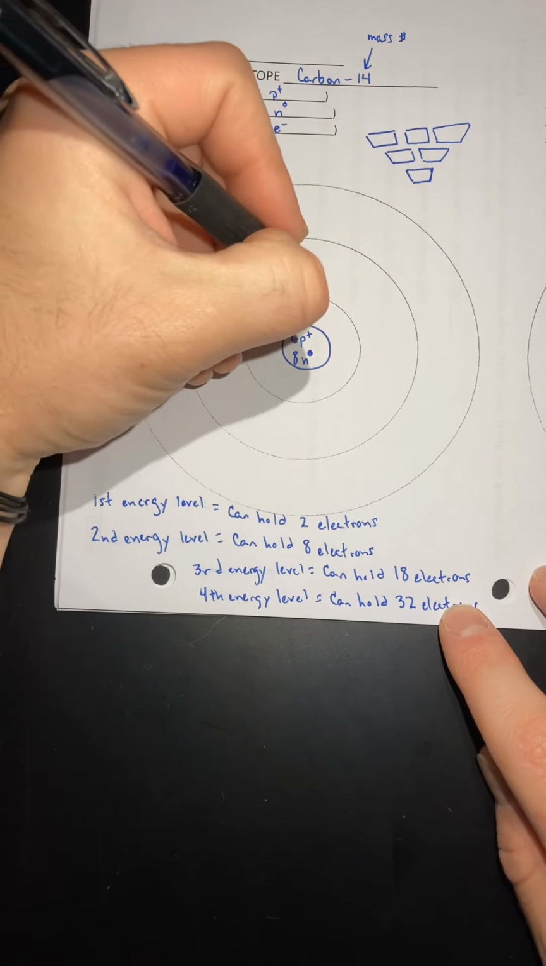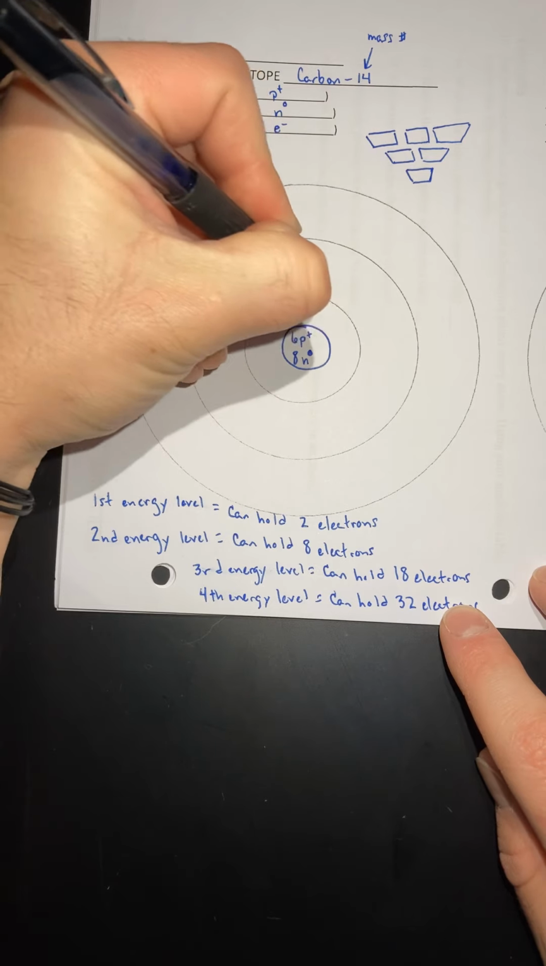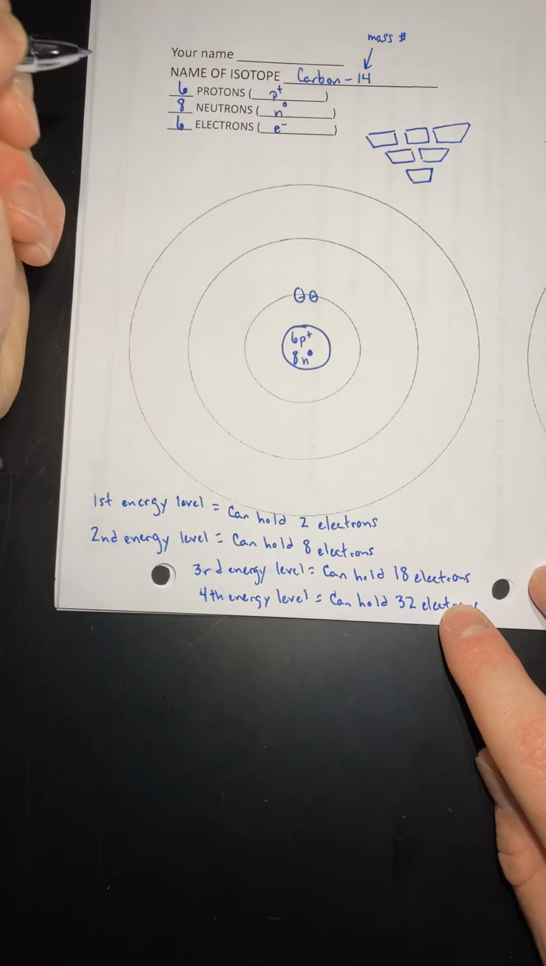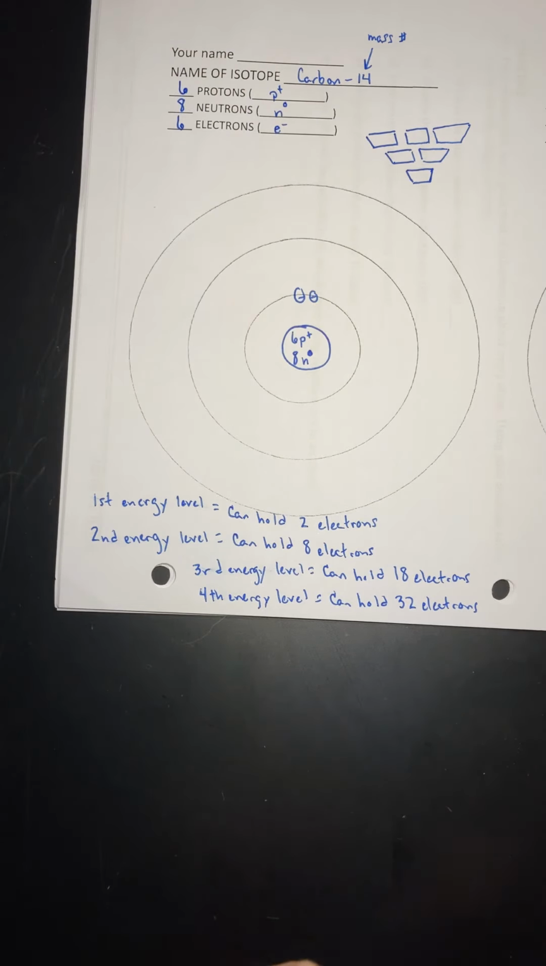All right, here we go. So the first energy level is going to hold 2 electrons. Because we have 6, the first 2 are going to fit in the first energy level. And this would be like a concert because the first seats to sell out are always going to be the ones in the front. So the first energy level is always going to be the one that fills up first.